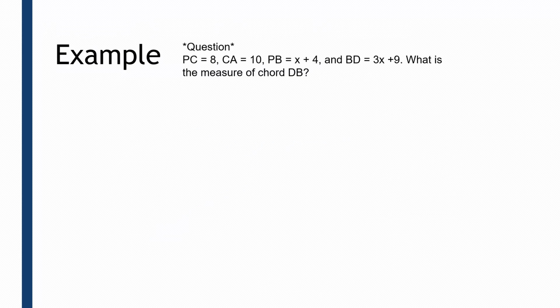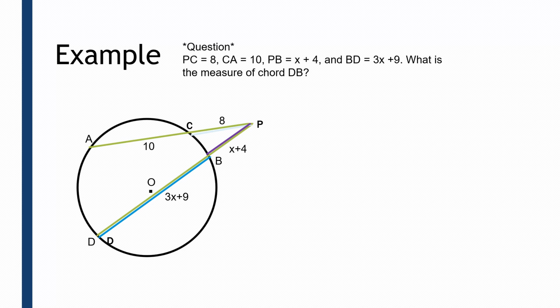Here's an example. PC is 8, CA is 10, PB is x plus 4, and BD is 3x plus 9. What is the measure of chord DB? So by using our secant power theorem, we can easily set the equation like PC times PA is PB times PD.